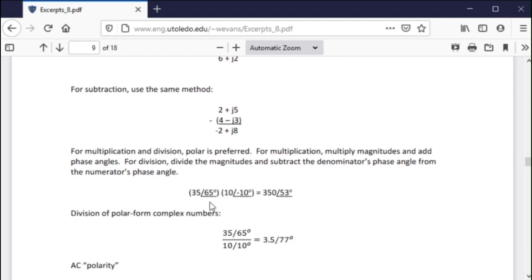Multiplication, we use polar, and we say 35 times 10. So we multiply the real times the real, and then we add the degrees. So we say 65 minus 10 is, that should be 55 instead of 53. That's a typo. So we multiply the magnitudes, we add the degrees.